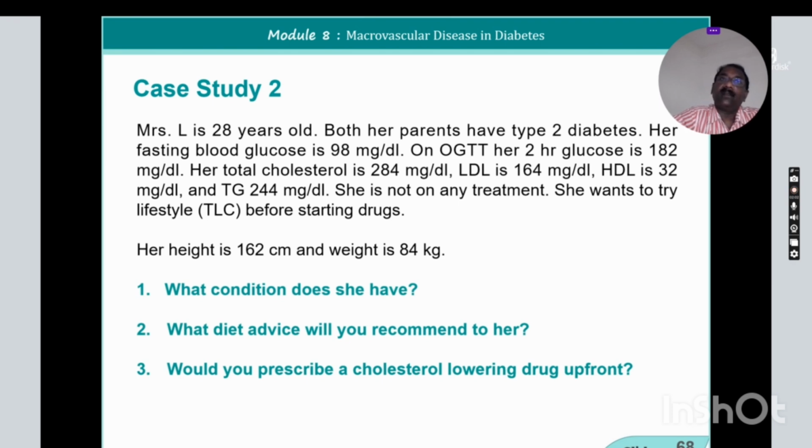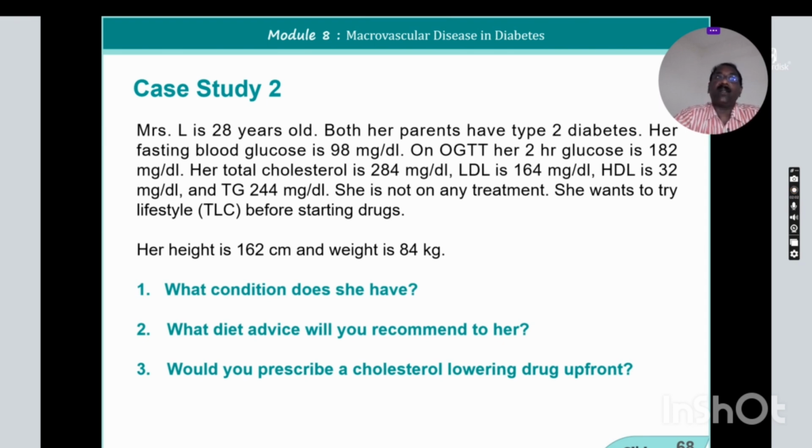So what is the working diagnosis here? Pre-diabetic, dyslipidemia, obesity. So pre-diabetes plus dyslipidemia. See, at the age of 28 years, if we neglect this, by the time she is 35 years, she will be definitely type 2 diabetic, and also hypertensive and also dyslipidemic, and she may present to a cardiologist with a myocardial infarction also. Because impaired glucose tolerance itself is an independent risk factor for cardiovascular diseases. So she had impaired glucose tolerance, pre-diabetes. Okay. So what condition does she have? Pre-diabetes plus dyslipidemia. What diet advice will you recommend to her?